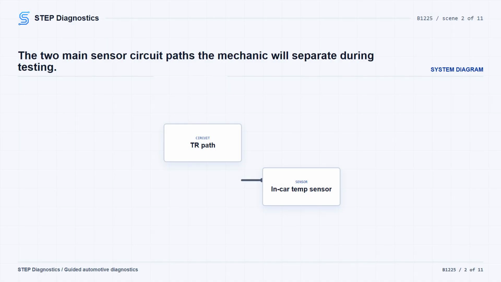The fault area can include the in-car temperature sensor, the sensor wiring, connector fit, or the climate control unit side of the circuit. The diagnostic path is simple. First, prove the code is current, then check the two sensor circuit paths, then check for the short condition in this test, and only then judge the sensor and control unit.